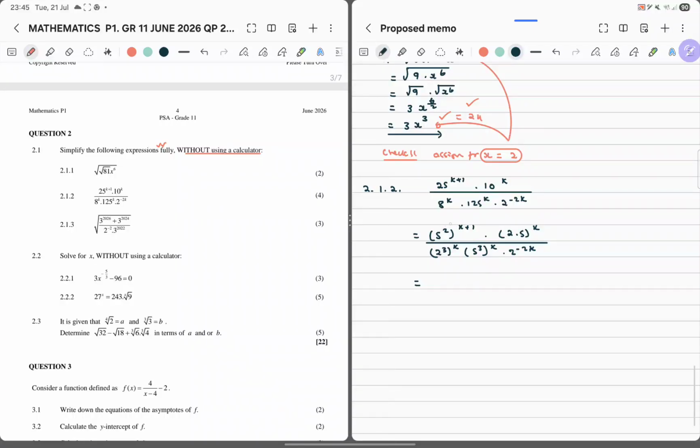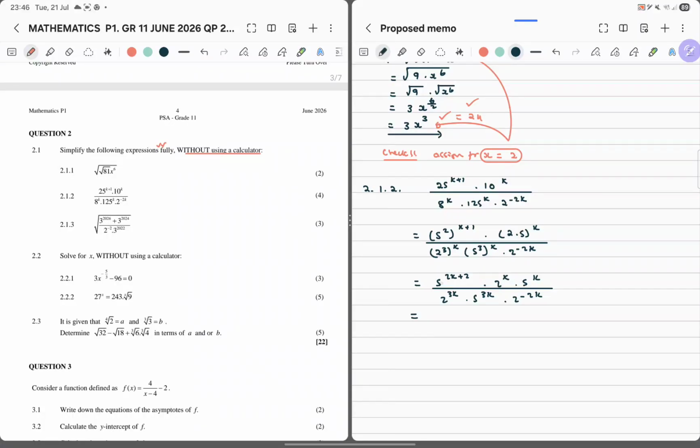So we distribute that 2 to that expression on top. So this is 5 to the 2k plus 2 times, here the exponent distributes to the factors. So it's going to be 2 to the exponent k times 5 to the exponent k, all divided by, we do this, this is 2 to the 3k times 5 to the 3k times 2 to the minus 2k. Now we move everything to the numerator.